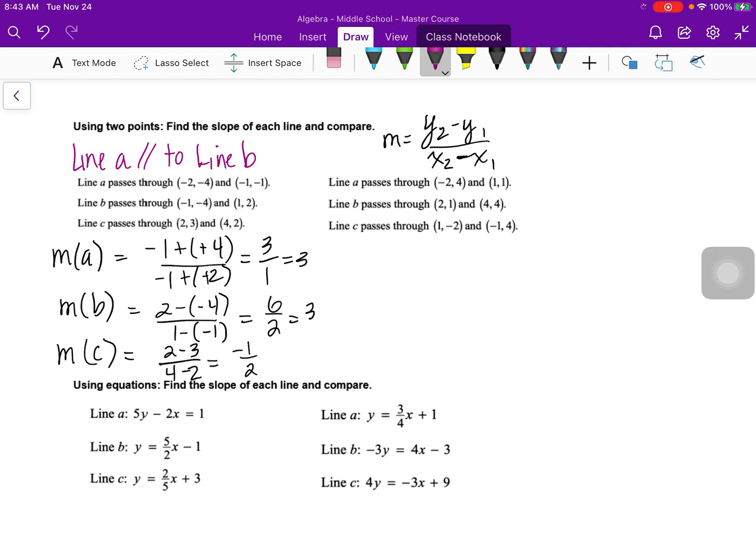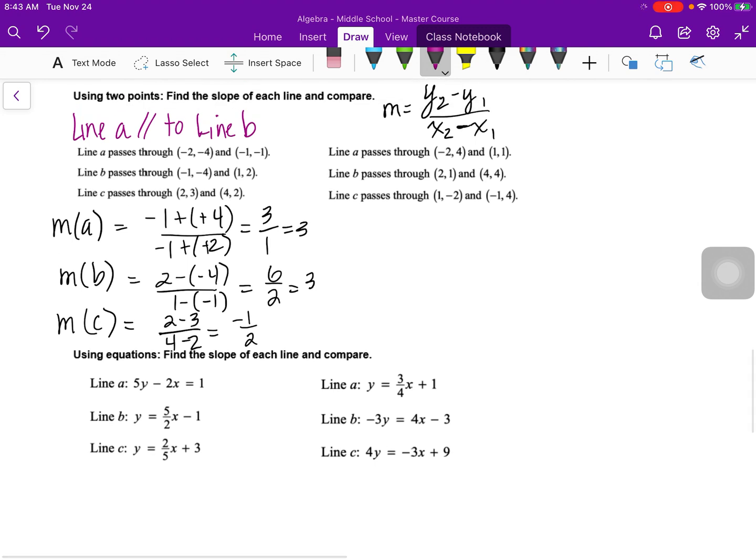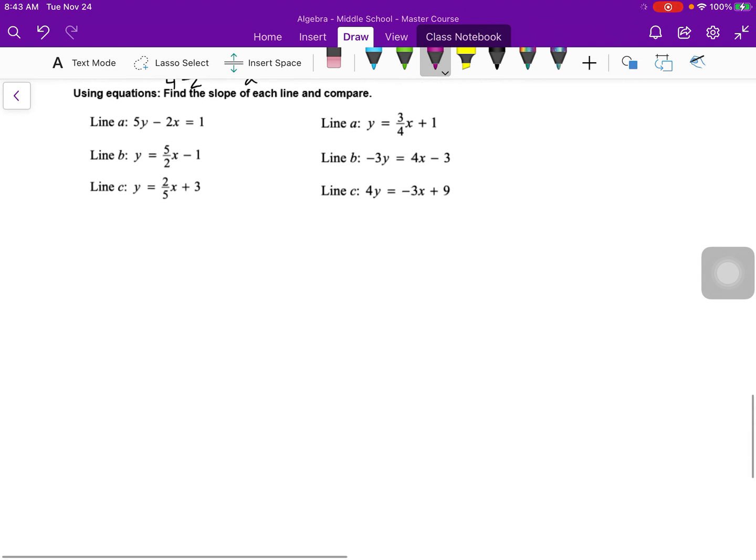I would like you to try the second set of points. And remember, you're looking to see if they are parallel, but they could also be perpendicular. So make sure you keep an eye out for that. All right, so let's go to our last example here.